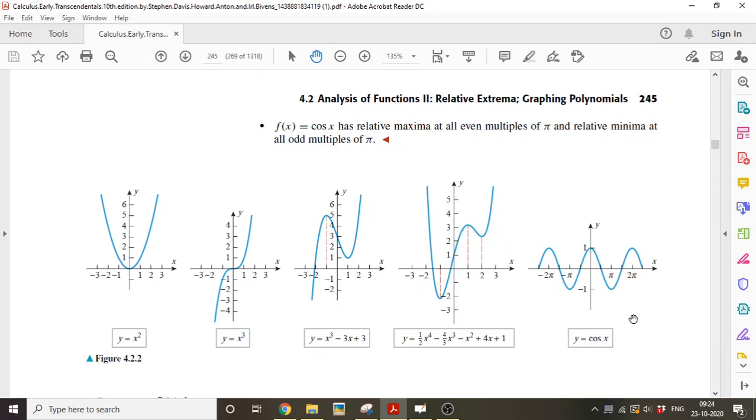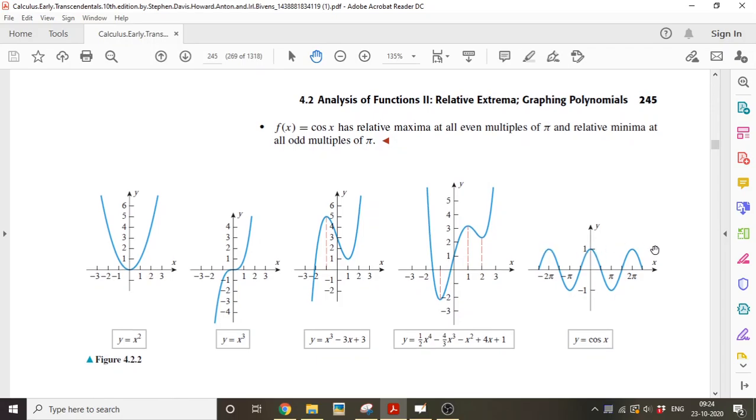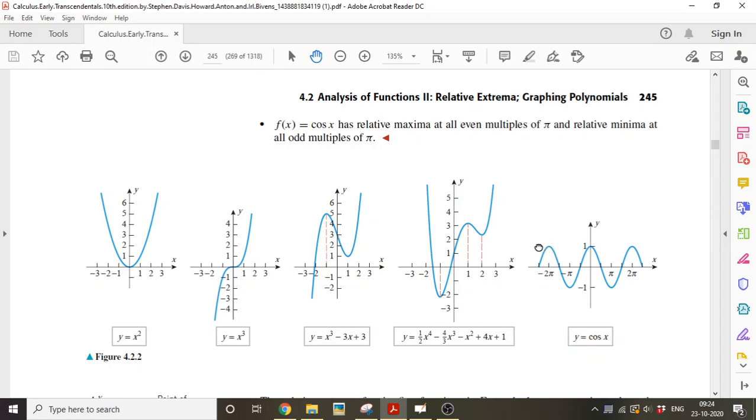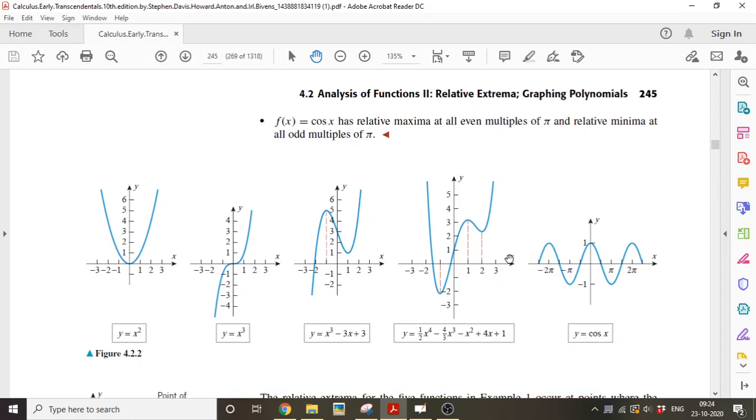If you take y equal to cos x, these are all peaks. 0 is a peak, and 2 pi and minus 2 pi are peaks, as shown in this interval, and minus pi and plus pi are the lower peaks. So that is the maxima and minima obtained from the curve.